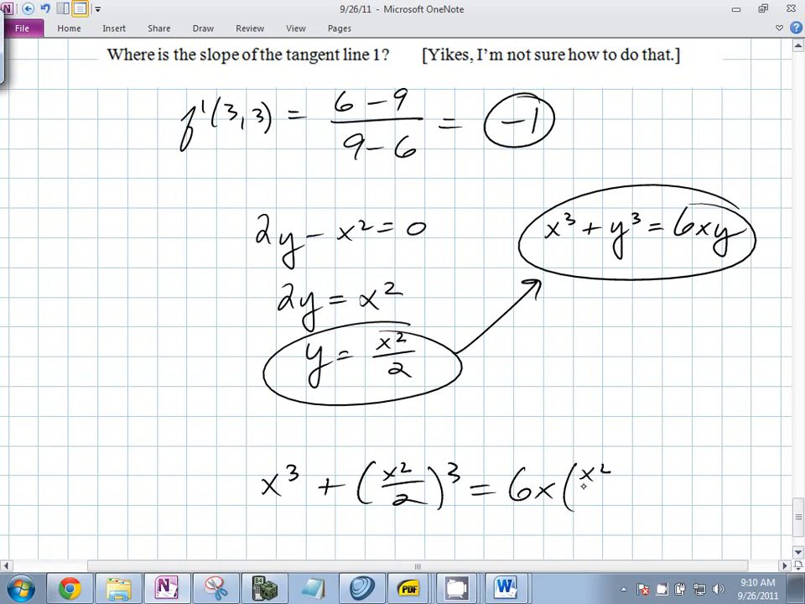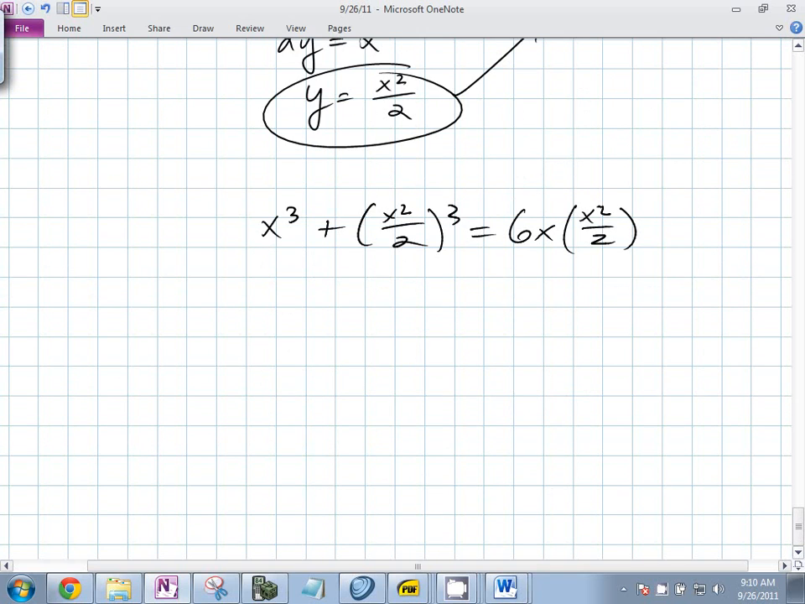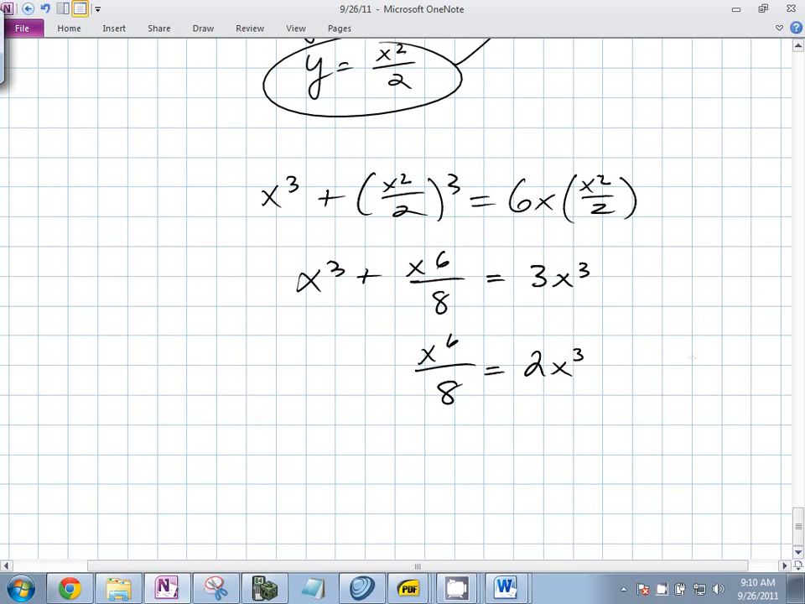All we're doing is finding the intersection. How many variables do we now have? 1. So we have x cubed plus x to the 6th over 8 equals 3x cubed. So you know that x to the 6th over 8 is equal to 2x cubed. What's one of the answers that you definitely have? X equals 0. That's correct.